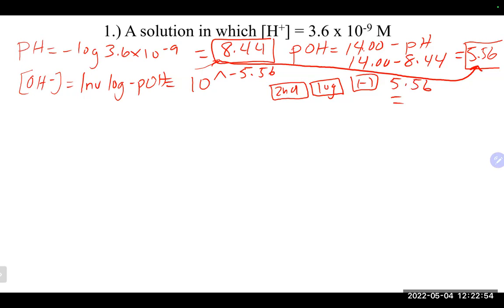I'll be okay. So to that, minus 5.56. How about a 2.8? How's that? Times 10 to the minus 6. That sounds better. There you go. And that should actually be the number that you get if you do 1 to the minus 14 divided by 3.6 to the minus 9. There we go. All right.